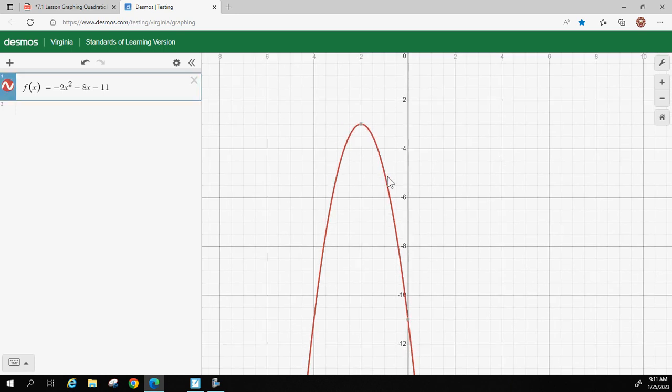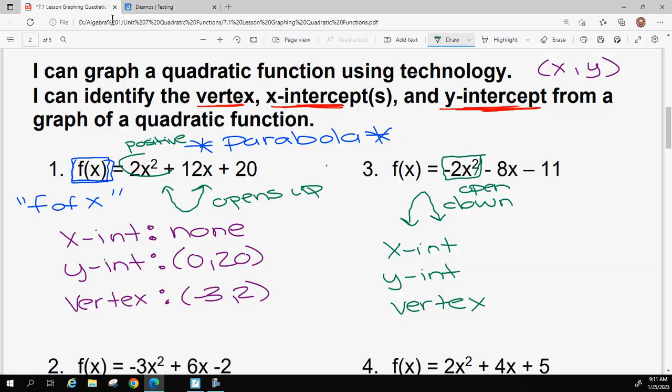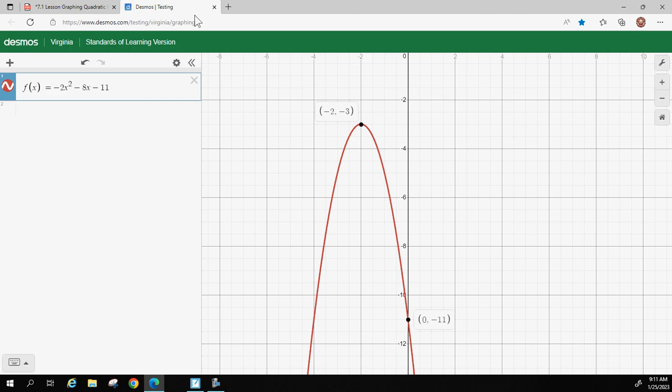If I click my parabola, it will highlight the vertex and my y-intercept, so I can actually click both of those points at the same time, and I can see my parabola crosses the y-axis at (0, -11). It has no x-intercept, and its vertex is right here, (-2, -3).